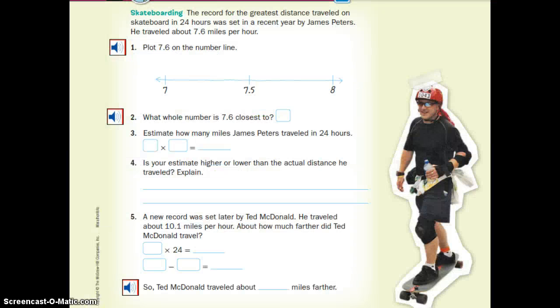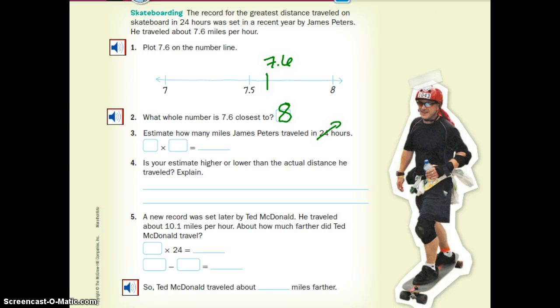We'll wait for the bell to finish. So, the record for the greatest distance traveled on a skateboard in 24 hours was set by James Peters. He traveled 7.6 miles per hour. So we're going to plot 7.6 on the number line. That would be about here, 7.6. What whole number is 7.6 closest to? We know that's 8. Now we're going to estimate how many miles James Peters traveled in 24 hours.